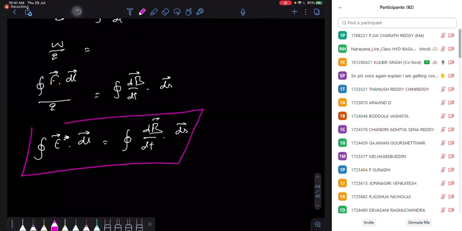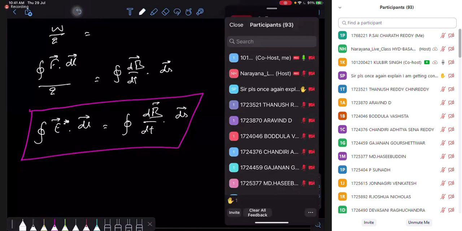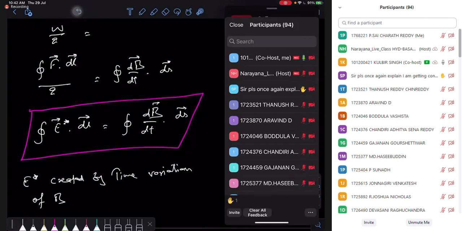In this Faraday's law, I can get the clue about who is creating this induced electric field. Clearly you can see that the cause of this induced electric field is the change of magnetic field. So E is created by the time variation of the magnetic field, because we are not able to find any other reason.